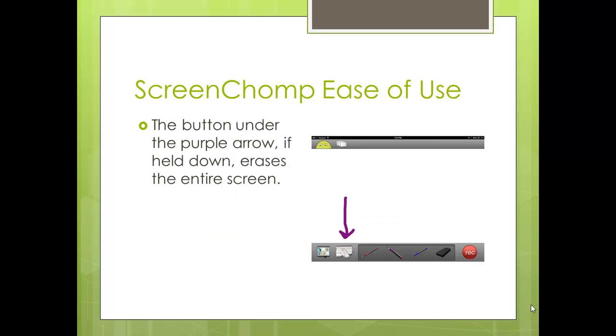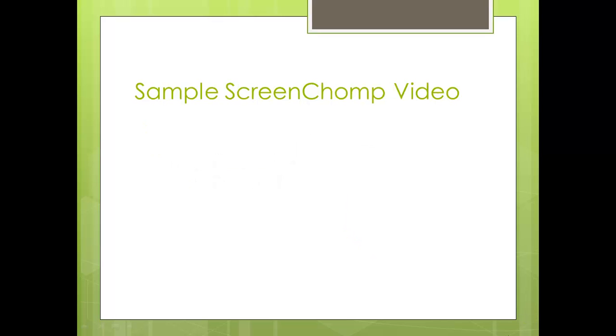The button under the purple arrow that I've drawn is the Erase All button. If you hold that down, your entire screen will clear. Here is a sample video that I have created.